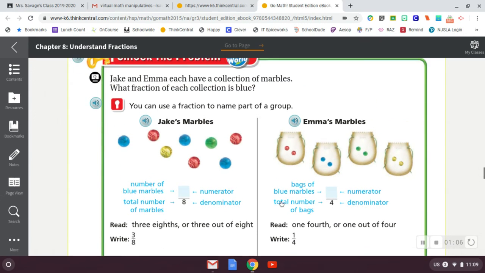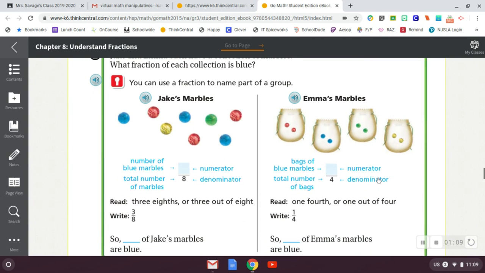Now let's take a look at Emma's marbles. This is a little different. We're not counting individual marbles. We're counting bags of marbles. Okay? How many bags do I have? I got 1 bag, 2 bags, 3 bags, 4 bags. So my denominator here becomes 4 because the total number of bags is, you got it, 4.